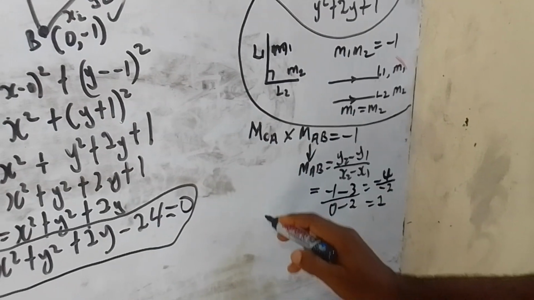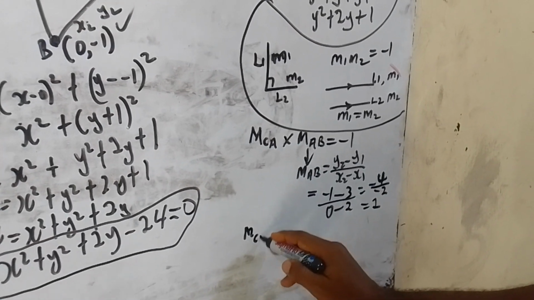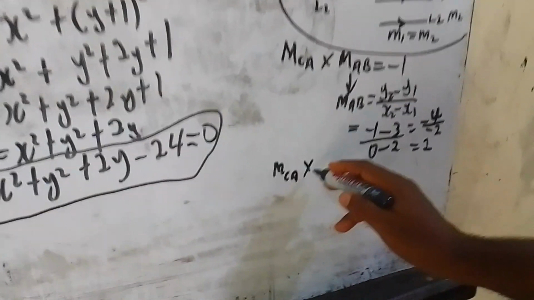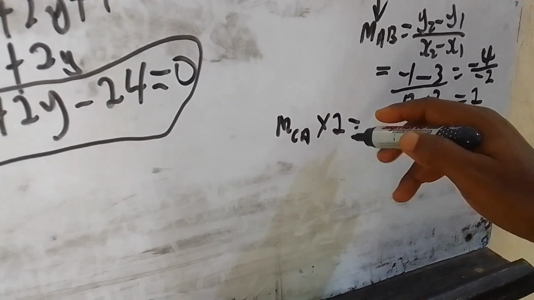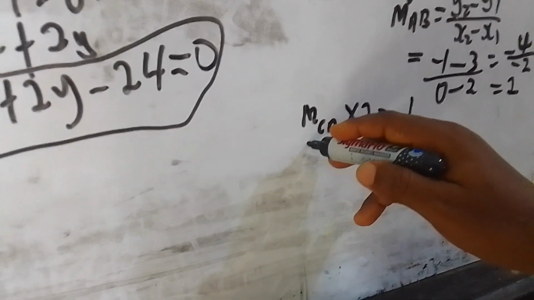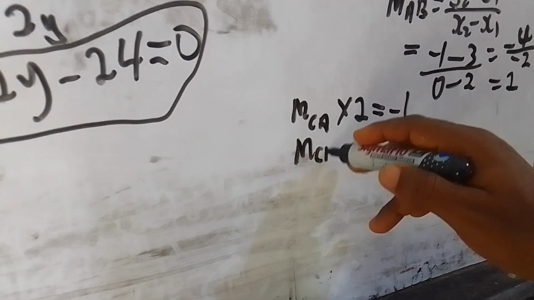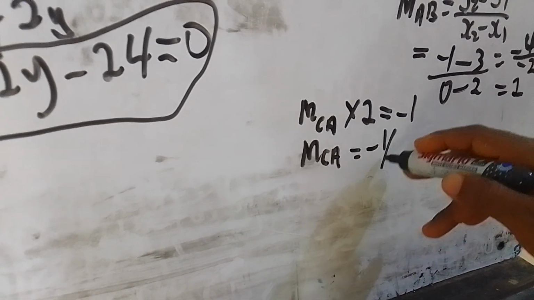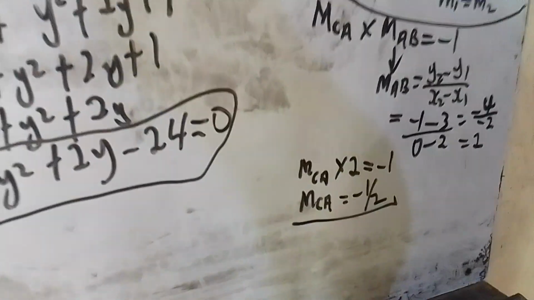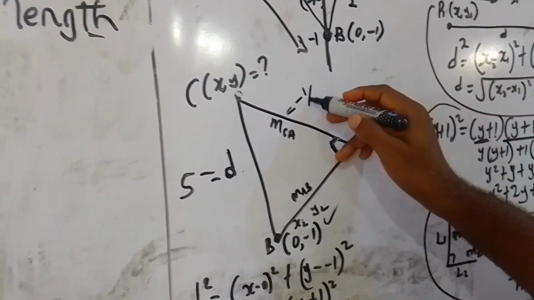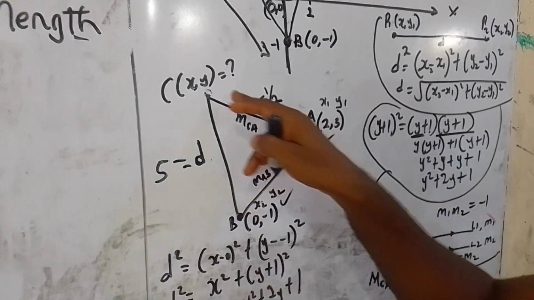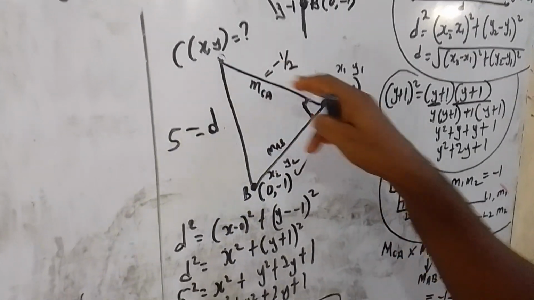So that means MCA, that means the gradient of line CA, times 2 is equal to -1. So that means the gradient of line AC will now be -1 all over 2. So what am I trying to say? The gradient is -1 all over 2. You can use the idea of this gradient to connect these 2 points together.